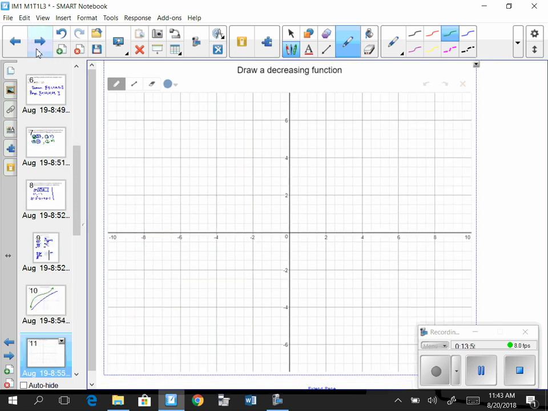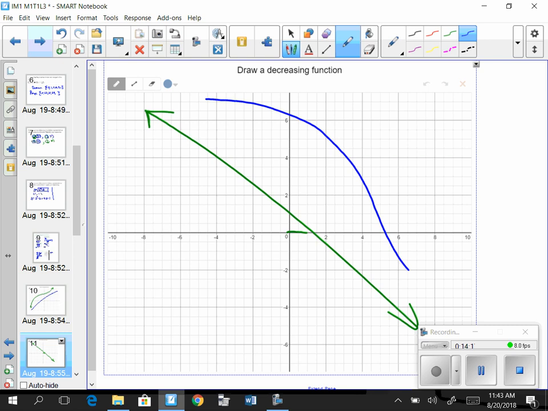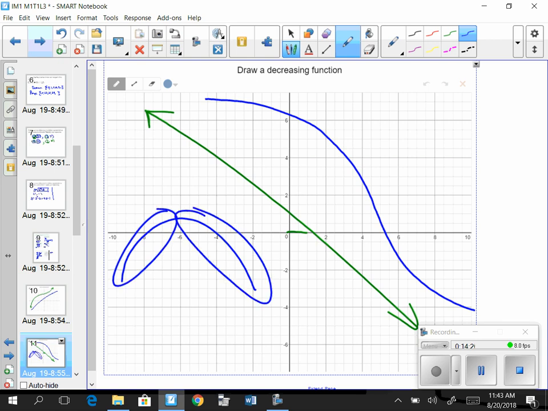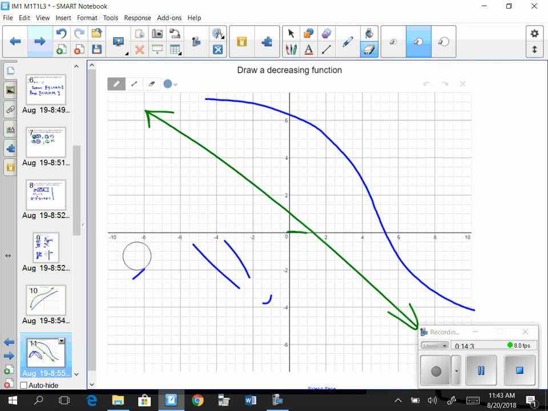Alternatively, a decreasing function is a function that's always going down from left to right. As the inputs get bigger, like from 0 to 2, my outputs get smaller. It doesn't have to be a straight line. You could have something that's going down, curvy. You couldn't have something like this, because that's a function that's increasing at first and then decreasing.